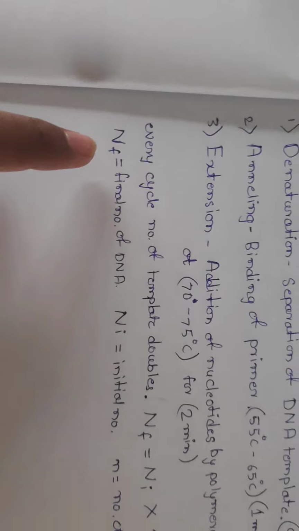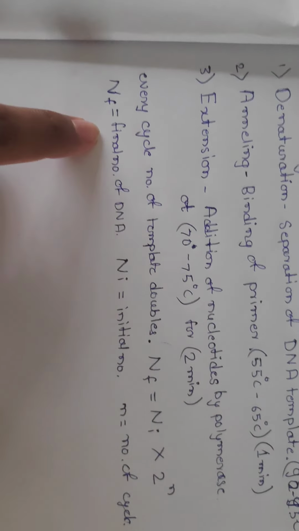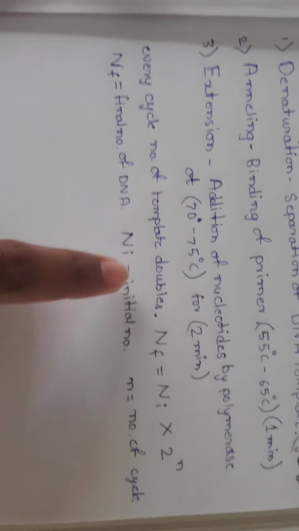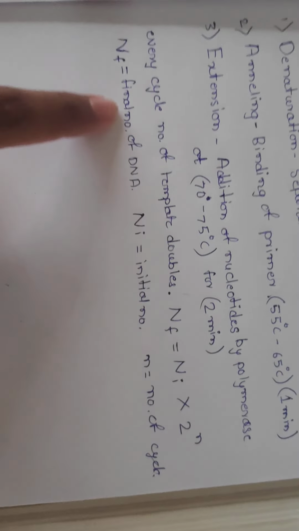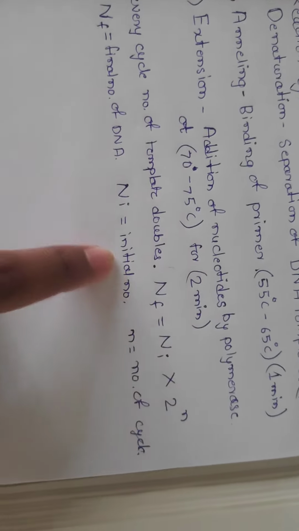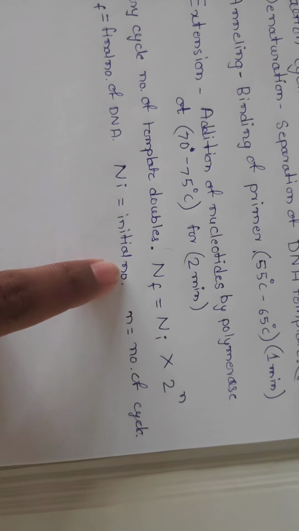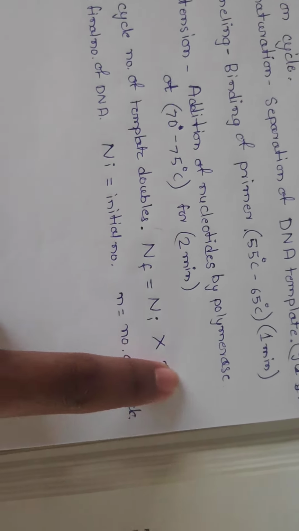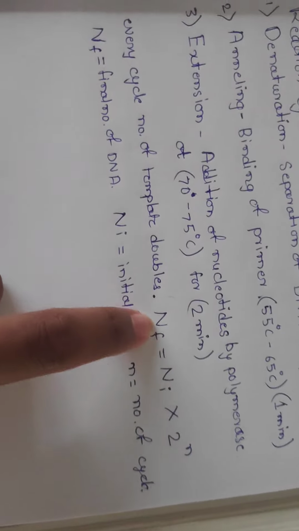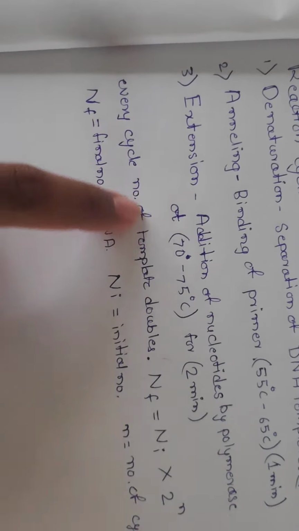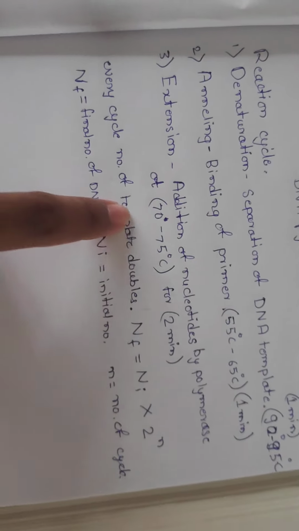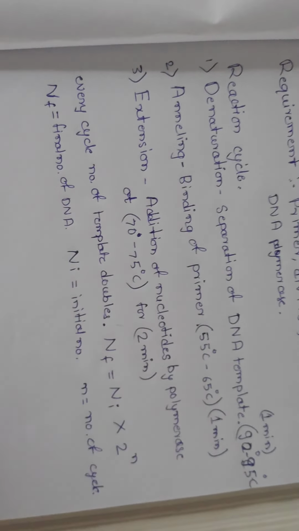So the formula for the final number of DNA is NF equals Ni times 2 raised to n. NF is the final number of DNA, Ni is the initial number of DNA, and n is the number of cycles. This is how you calculate the final number of DNA. Every cycle, the number of DNA or number of templates doubles. So this is PCR.